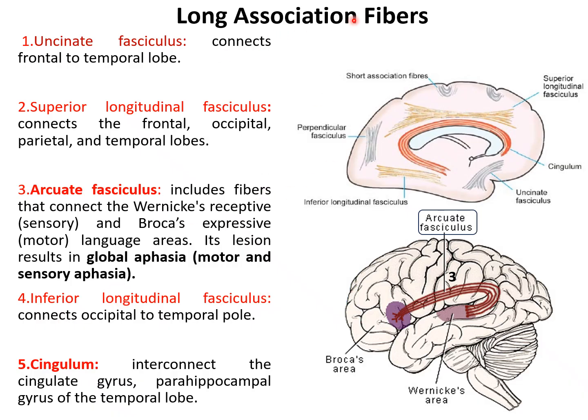Other long association fibers include, for example, the uncinate fasciculus, this one here, which connects the frontal with temporal lobes, the superior longitudinal fasciculus, and this fasciculus which is called the cingulum. This cingulum is within the cingulate gyrus. That's all for the long association fibers. There's also another fasciculus called the inferior longitudinal fasciculus. This one.